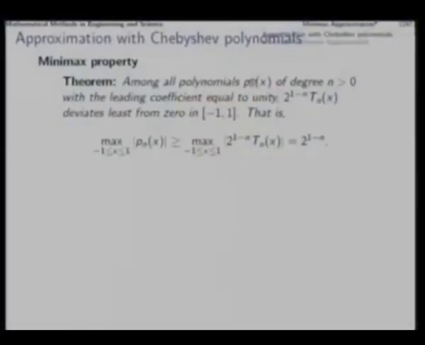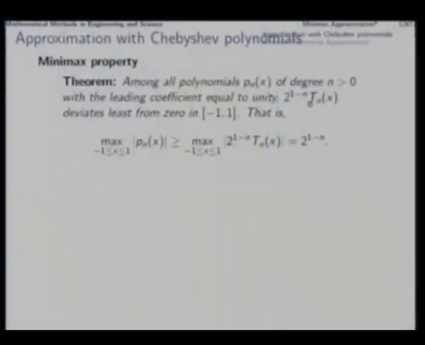So, among all such polynomials of degree n with the leading coefficient unity, that is among all monic polynomials of degree n, this is the one which has the least deviation from 0. Now, why this factor? Because we already know that T_n(x) has the leading coefficient which is 2 to the power n minus 1. So, to make it monic, we must multiply it with 2 to the power 1 minus n, or divide by 2 to the power n minus 1.